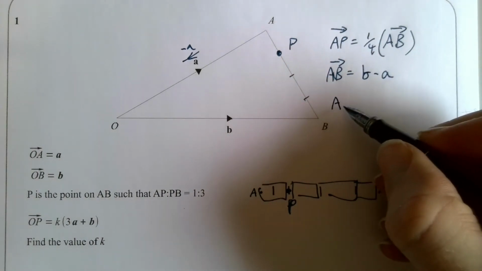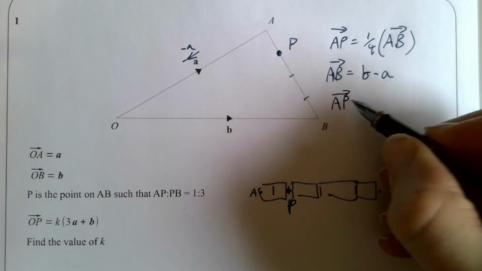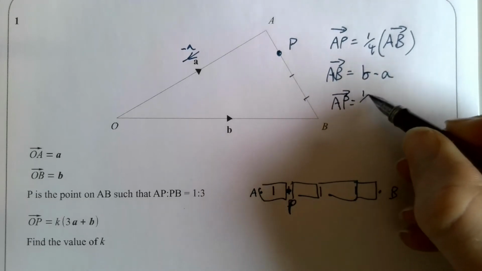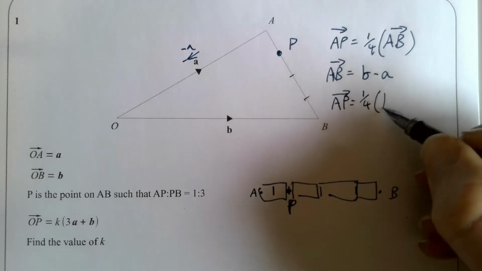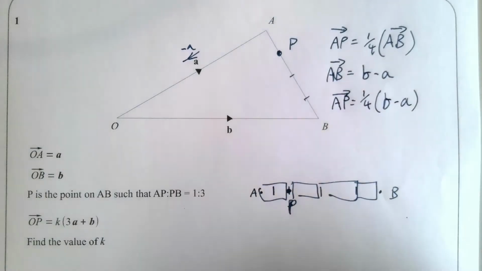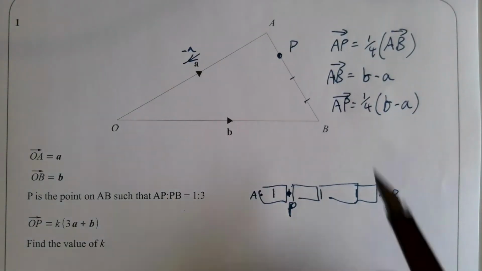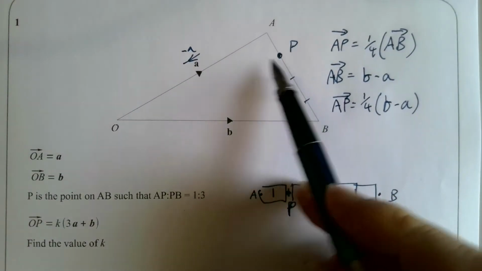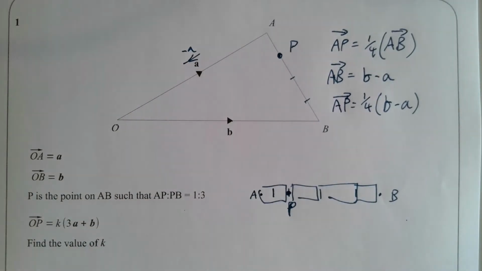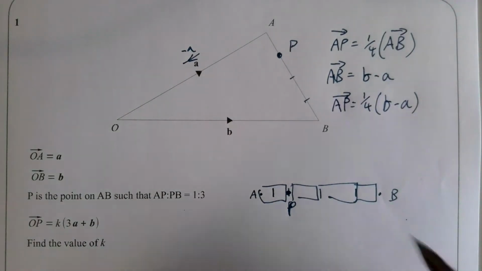AP is going to be 1/4 of that. So I could write that like that. Now I want to get not from A to P, but from O to P. And this is where you do something quite strange. You just do what seems like an unnecessary move.